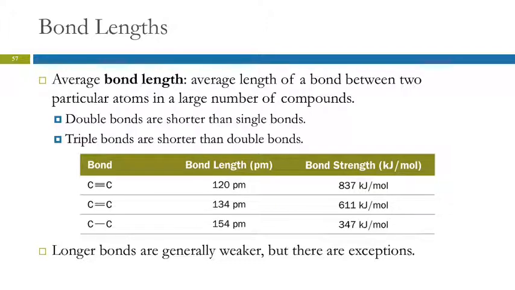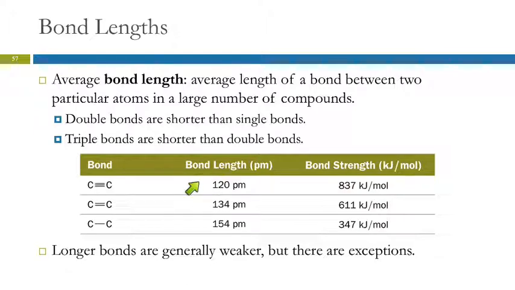Bond lengths. Here again we talk about averages. An average bond length is the average length of a bond between 2 particular atoms in a large number of compounds. So just like we average the bond energies, we average the bond lengths. Double bonds have higher bond energies. They're stronger. They also tend to be shorter. Triple bonds are shorter than double bonds, and they are strongest. So triple bonds are stronger, double bonds are in the middle, and single bonds are the weakest.